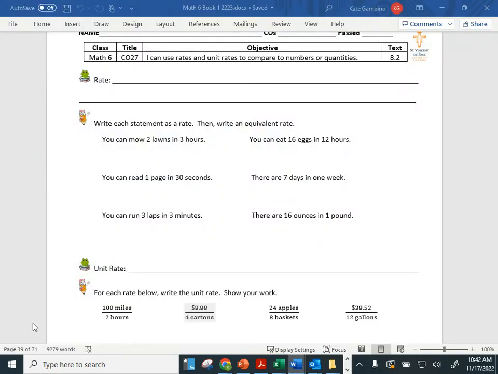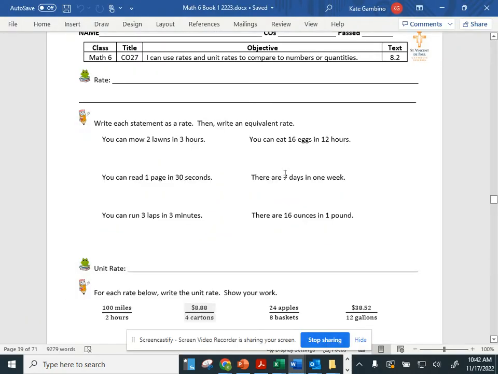Okay, good morning. Today we are working on CO27. I can use rates and unit rates to compare two numbers or quantities. So we're going to continue with the ratios that we were talking about yesterday in objectives CO27 or CO26. We're going to take it a step farther today. So let's look at what this means.